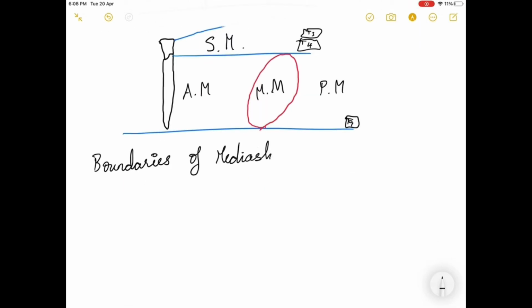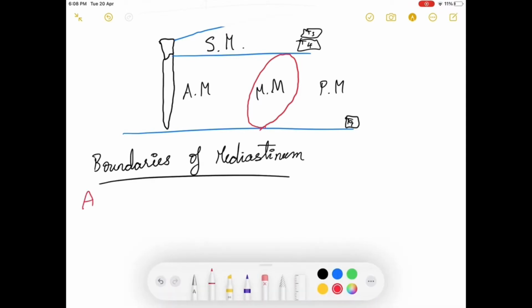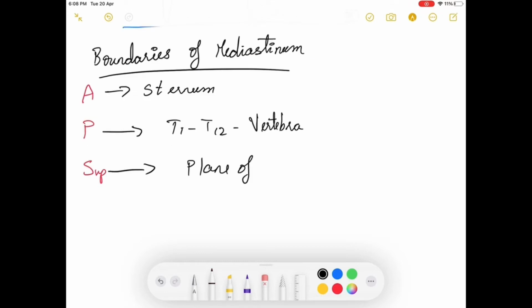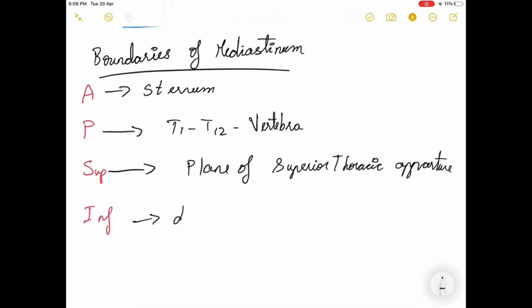And now to the boundaries. Anteriorly, we have the sternum. Posteriorly, we have the T1 to T12 vertebra. Superiorly, we have the plane of superior thoracic aperture. And inferiorly, we have the diaphragm.